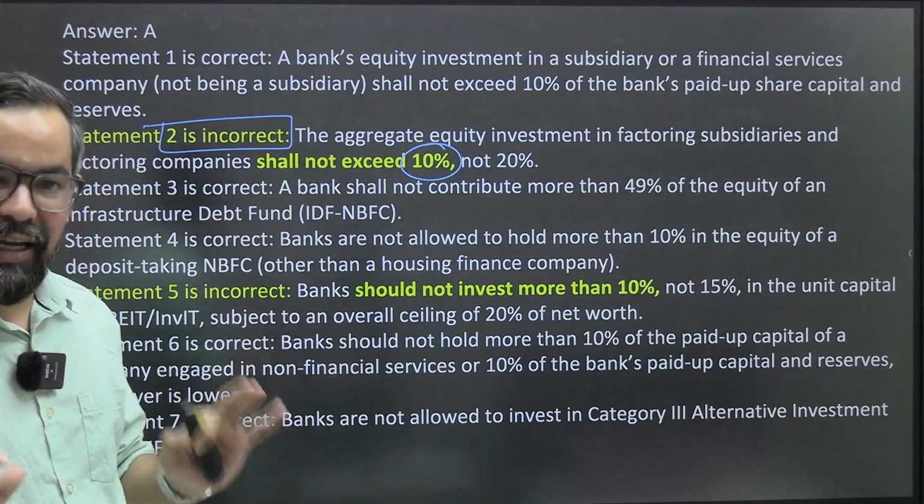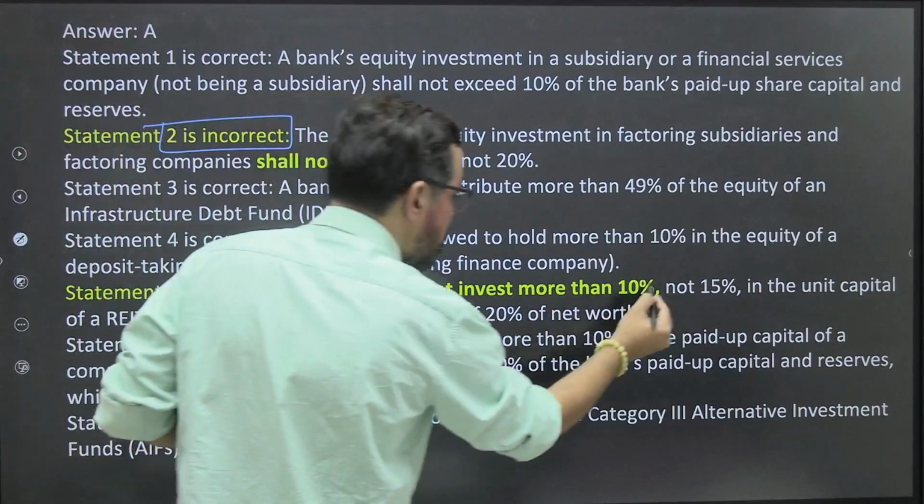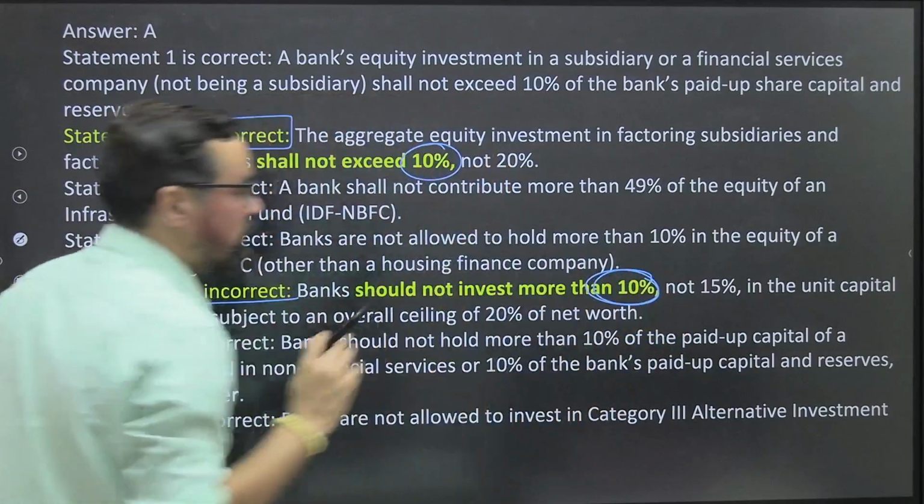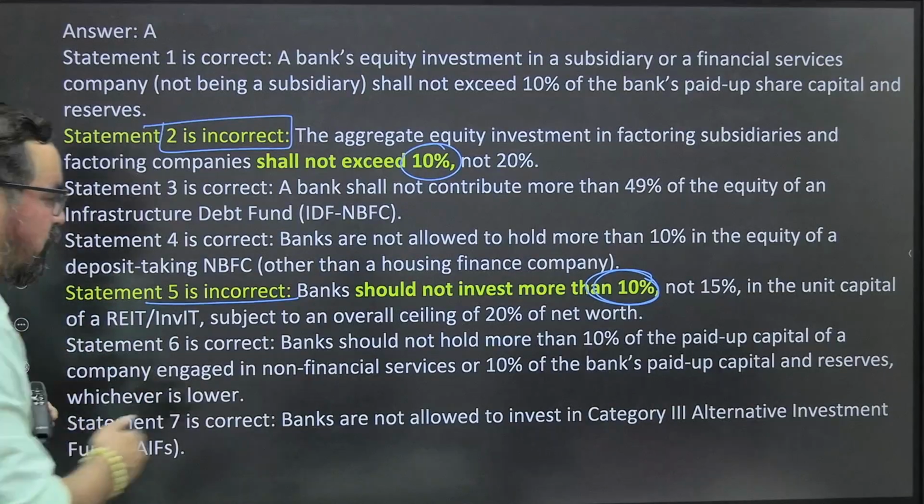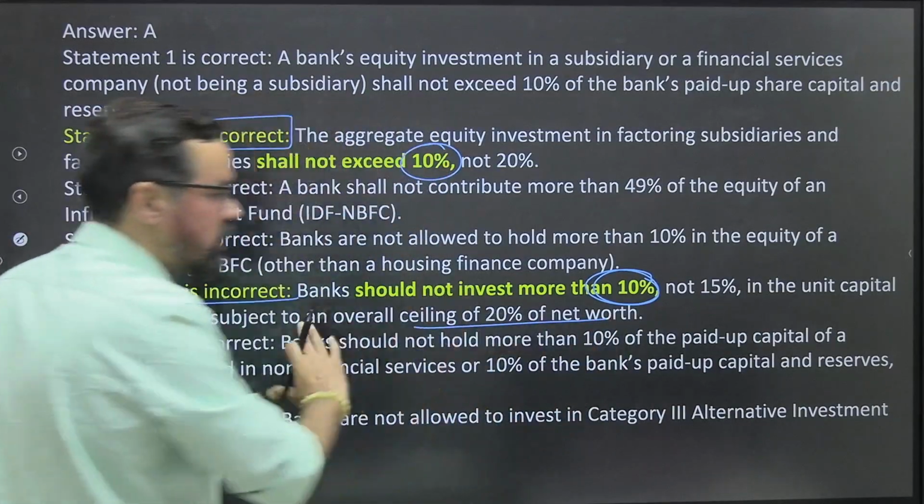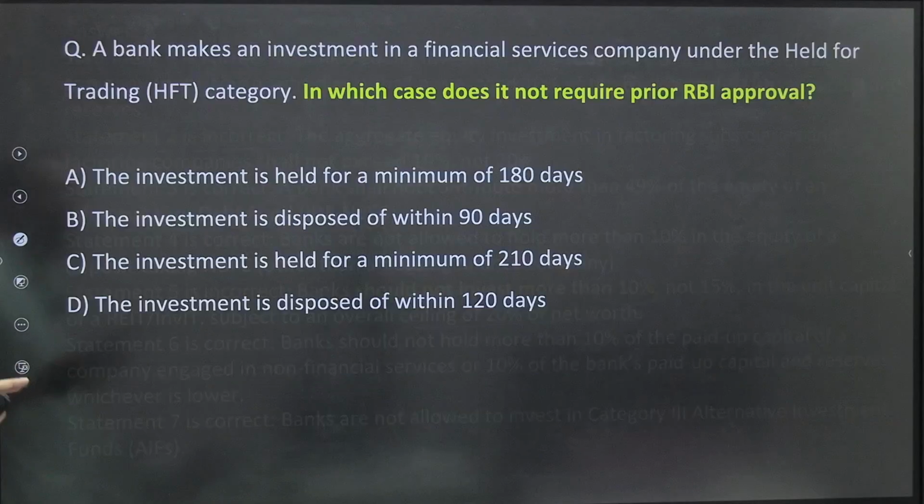थोड़ा सा आपको याद करने में आसान भी हो जाएगा. सबका 10% ही है. 5-1 is आपका more than they cannot have invest more than 10%. ठीक है. Not 15% in this particular one. ठीक है. Subject to overall ceiling is 20% of the net worth in this particular case. ठीक है. So please do revise these particular guidelines again and again as much as you can. ठीक है. तो आपको ये हेल्प करेगा.